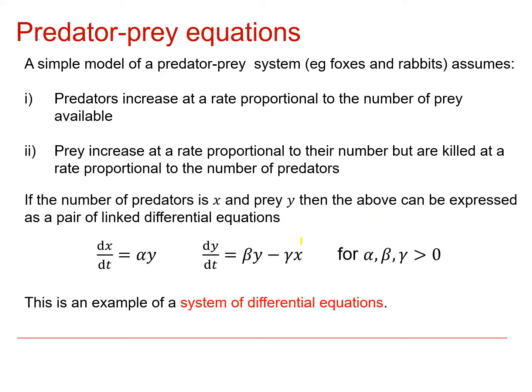There's that written up a little bit more neatly, just so that you can follow what's been done. So there's the rate of increase of predators. That's the rate of increase of predators is some constant times the number of rabbits. And here, the prey increase at a rate proportional to how many prey you've got minus something to do with the number of predators.